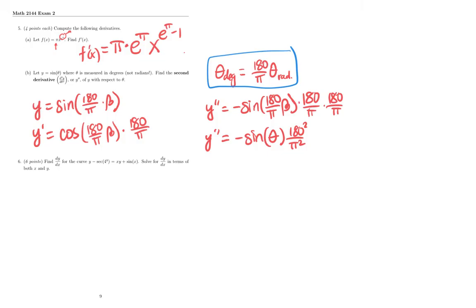Okay, so find dy dx for that curve and solve for dy dx in terms of y and x. Okay, so I need to take the derivative implicitly with respect to x.